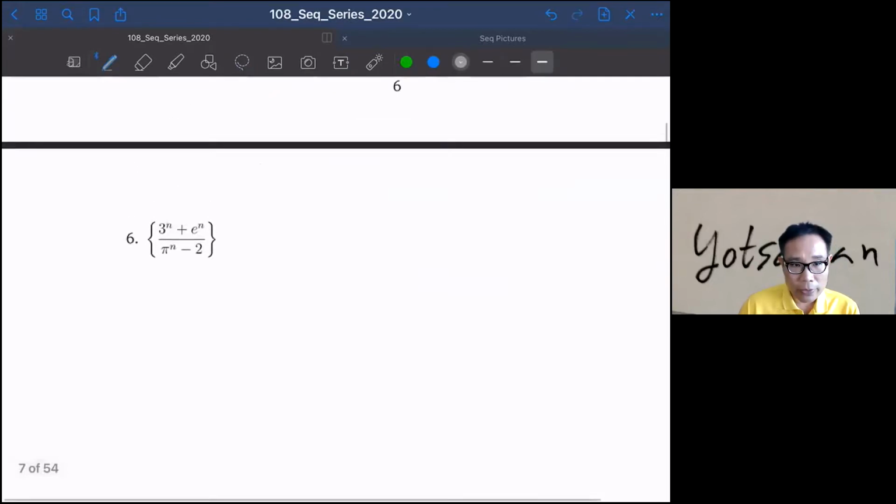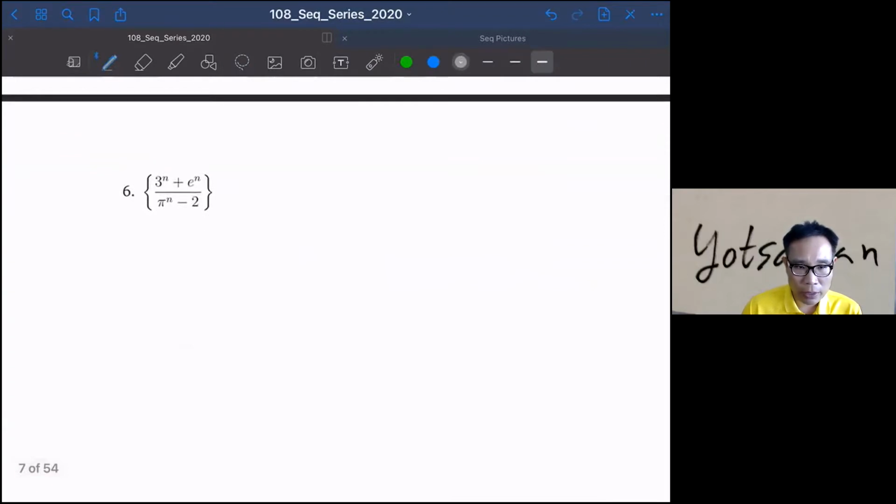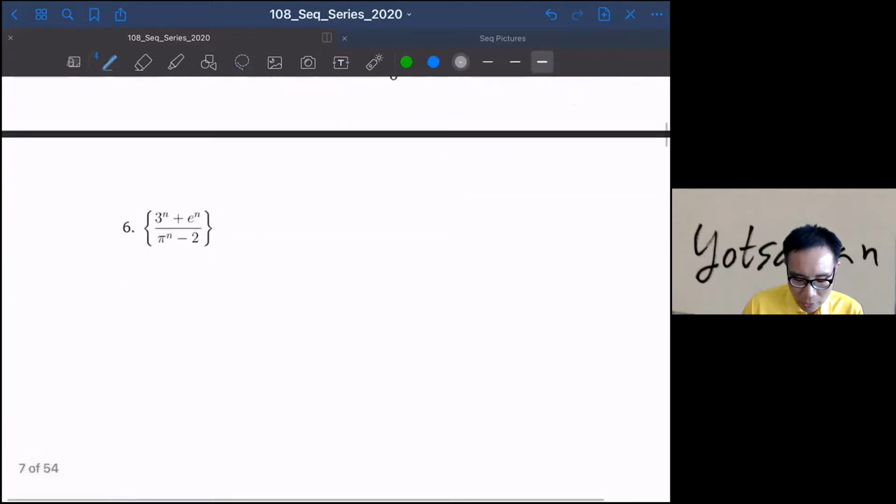The last one, you have 3 to the n plus e to the n, over pi to the n minus 2. In comparison, you have 3 more than e and 3 less than pi. So you compare these three numbers, e, 3, and pi. The highest one is pi and the lowest one is e.